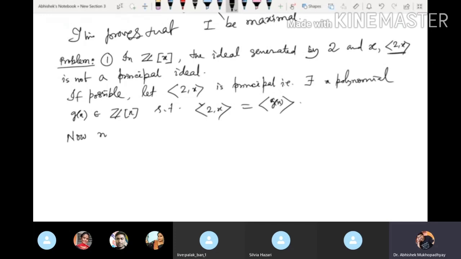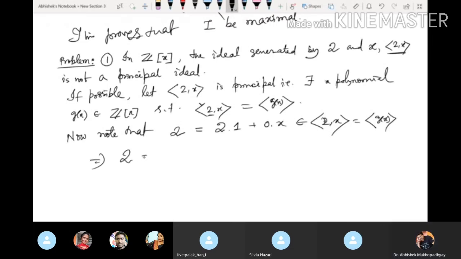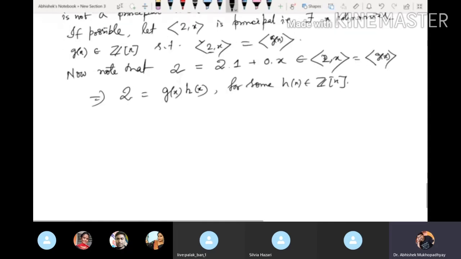Now note that 2 can be written as 2 plus 0x, so it belongs to the ideal generated by 2 and x. But the ideal (2, x) is generated by g(x). So 2 belongs to the ideal generated by g(x), which means 2 is g(x) multiplied by some polynomial h(x) belonging to Z[x]. And this implies the product of these two polynomials is 2.